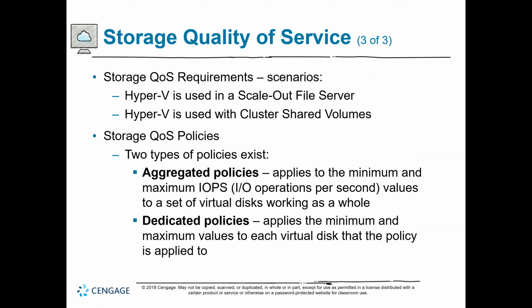Requirement scenarios. Hyper-V is used in a scale-out file server, or it's used with cluster shared volumes. There are storage QoS policies. Two types exist. There's aggregated, which applies the minimum and maximum IOPS, IO operations per second, values to a set of virtual disks working as a whole. So basically, it gives you a scale, and then it gives you a warning after it hits that section. Then there's dedicated policies.